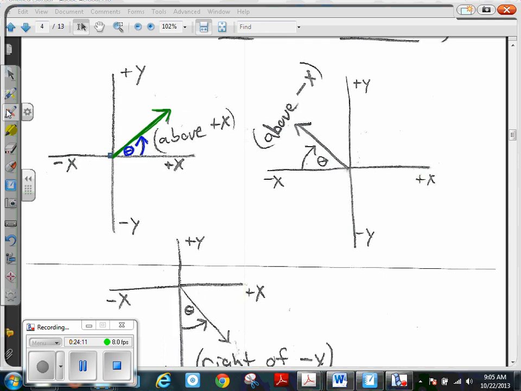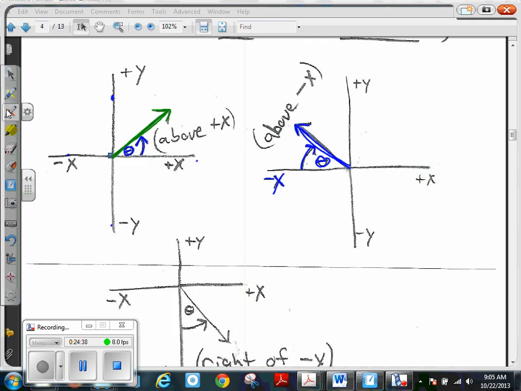So the first 90 stops here, 180, 270, down to 360. I've seen people do that. And in math, you probably need to do that. But in this case here, we have a vector that is going up and to the left, so that angle then is above the negative x. Does that make sense?